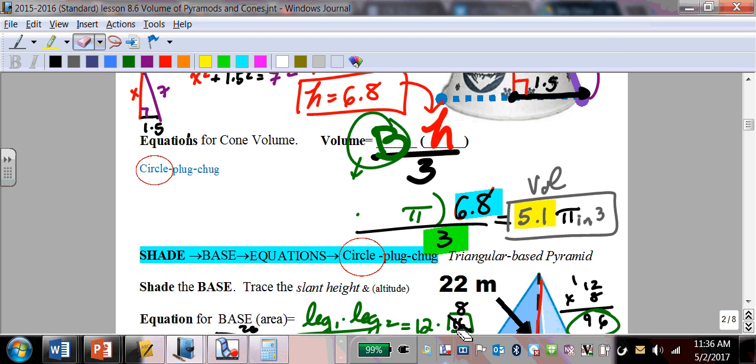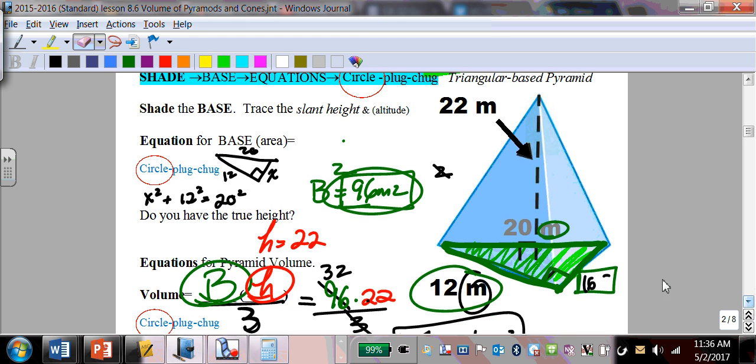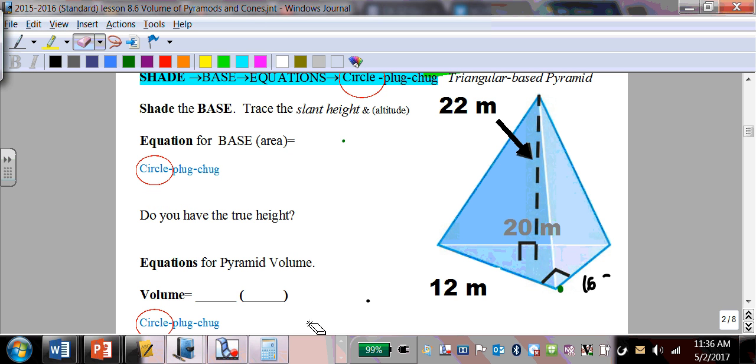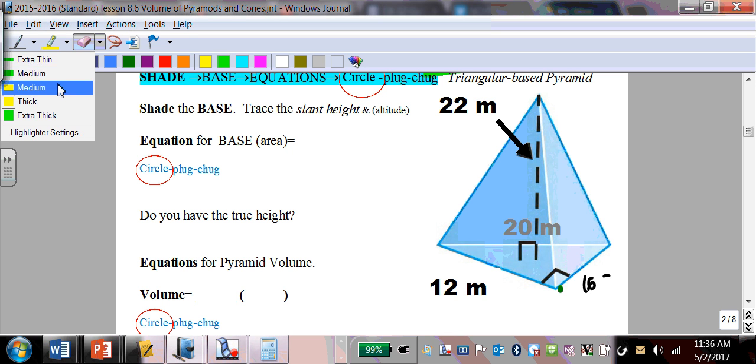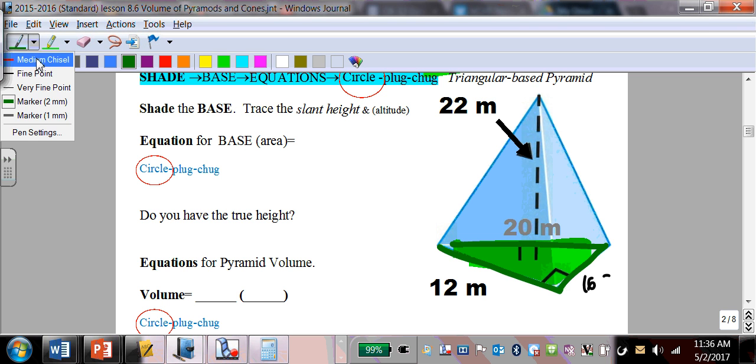Let's do the one down below. Step number 1, shade your base. Go. Shade your base there, folks. All righty. Megan, what's the shape of our base, ma'am? Specifically, what kind of triangle? Right triangle. Fabulous. Jake, tell us, how do we find the area of a right triangle?